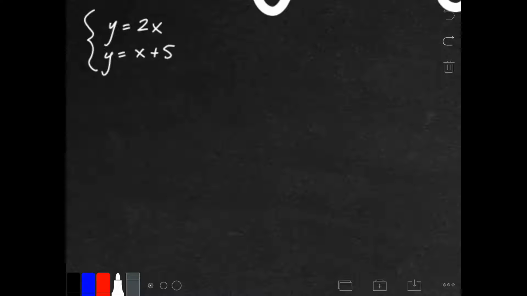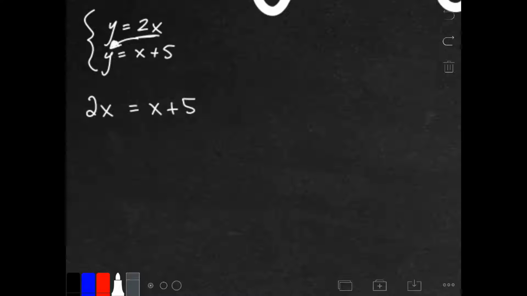In this example, I already have y equal to 2x. So what that means is wherever I see a y in the other equation, I can plug in a 2x. So let's go ahead and do that. That's going to give me 2x equals x plus 5. All I did was take the 2x, plug it in for y. Now I have an equation with variables on both sides.